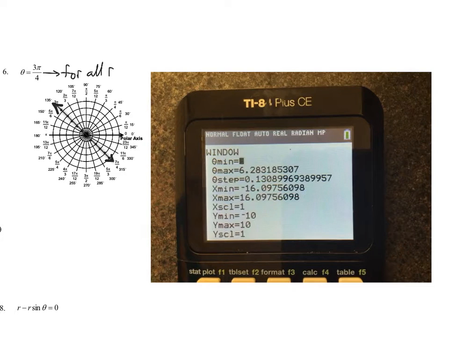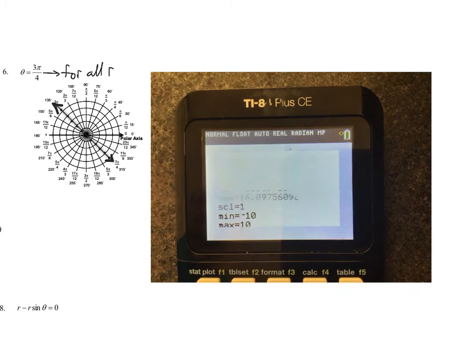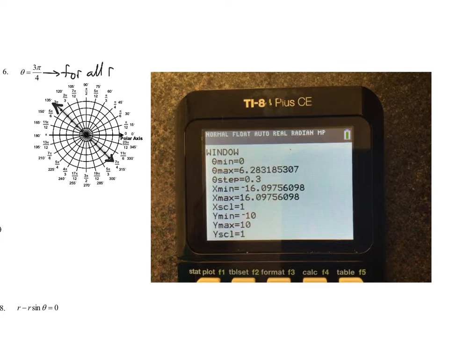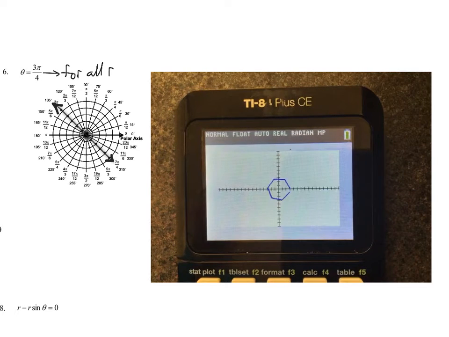Now, in terms of the window, because the window is always going to be important. Theta step behaves a lot like t-step in parametric mode, in that if you make it too big, it starts cutting corners in how it graphs. So if I make this theta step, let's say, instead of 0.13, I make it like 0.3. Well, it cut it short, but it's supposed to be a little bit boxier. Let me make it look obnoxiously larger. I'll make it like 1.